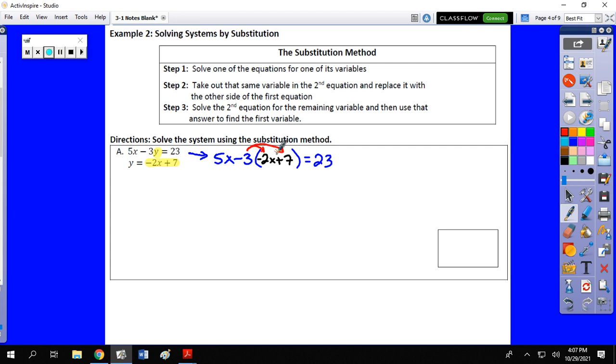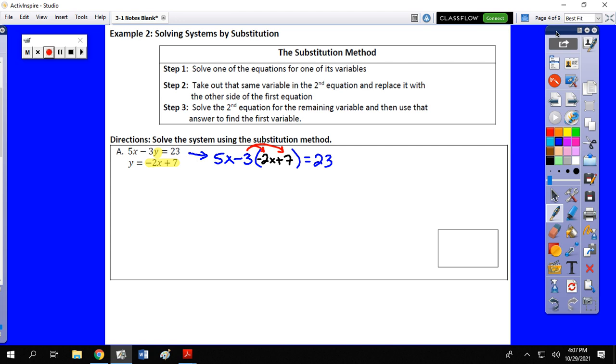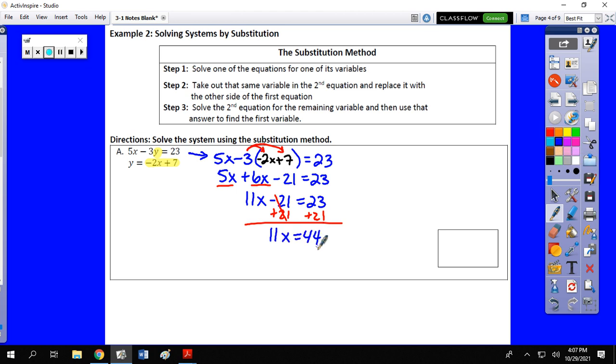As a result, we can now solve that equation for x. So we distribute the negative 3, which would give us 5x plus 6x minus 21 equals 23. We combine like terms. 5x plus 6x is 11x minus 21 equals 23. We add 21 to each side of the equation. Gives us 11x equals 44. And then we divide by 11. That gives us the x coordinate of our answer, which is x equals 4.